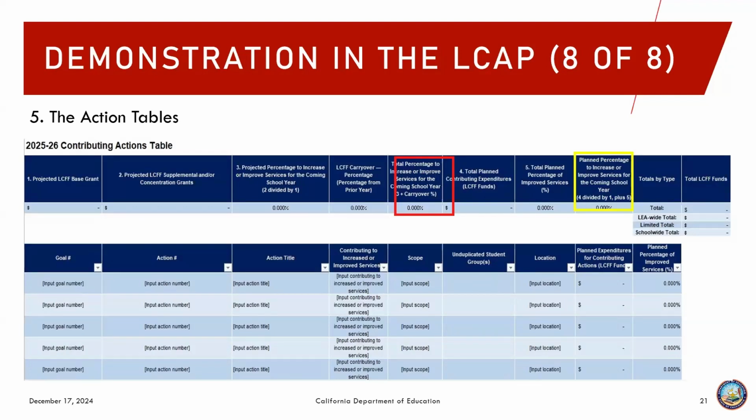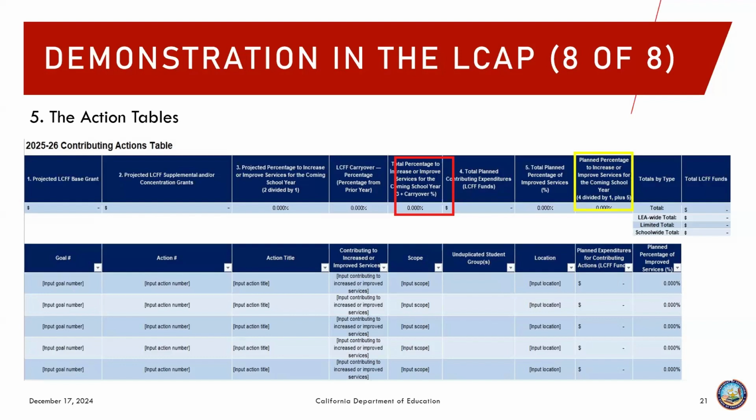The LEA is then identifying the planned contributing expenditures using LCAP funds, as well as any planned percentage of improved service, which does not use funding that's being used for limited actions. And then that leads to the planned percentage to increase or improve services, which is that yellow outlined box.